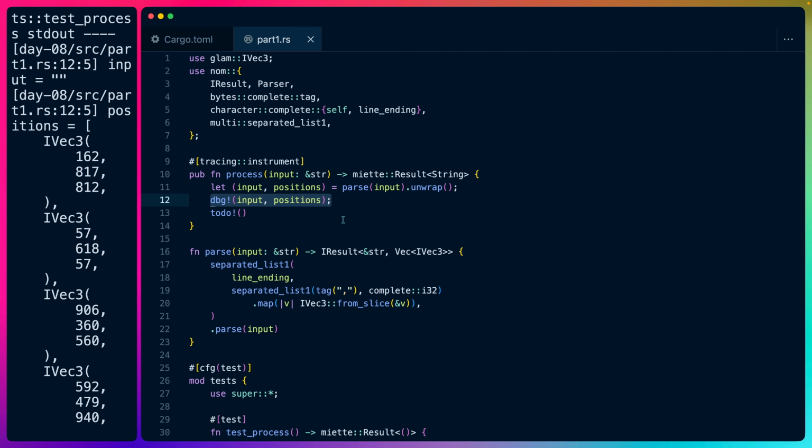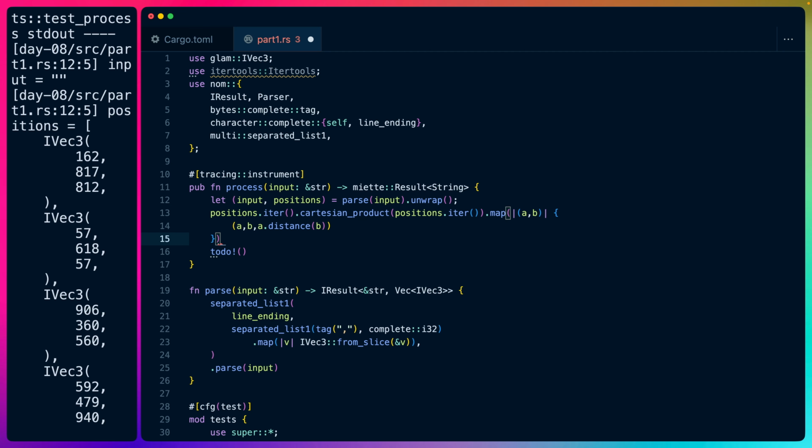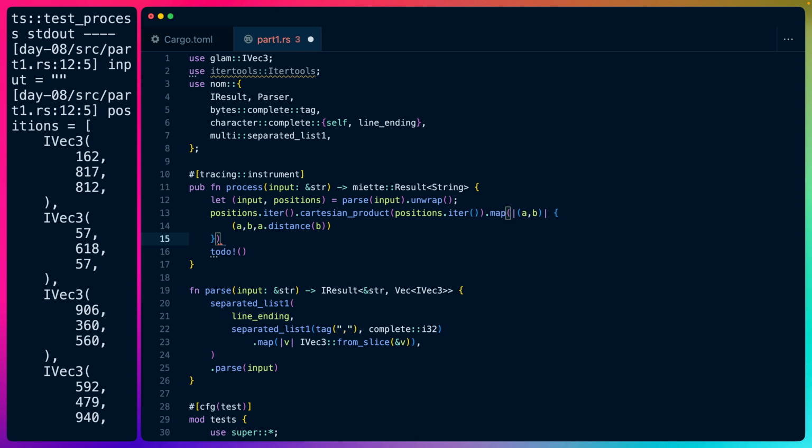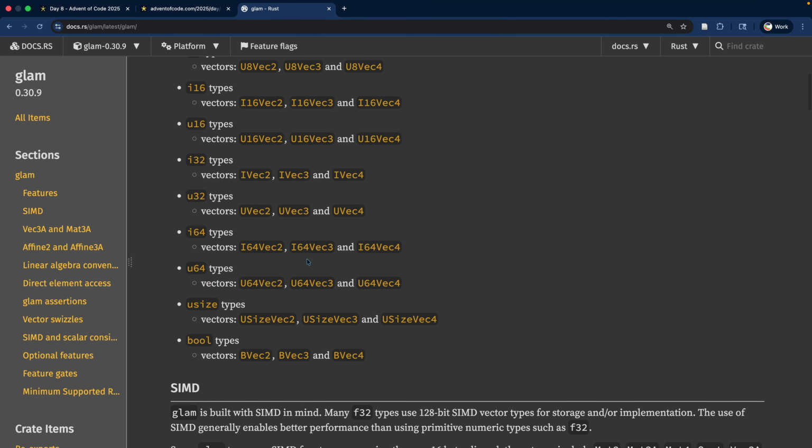And then we need what? The Cartesian product, which is basically every number with every other, which should be able to give us a tuple here, right? We have IVEC3, IVEC3. We just do a.distance(b). If you want to look at the implementation of distance, you can go to the GLAM. I guess there's an issue with that.